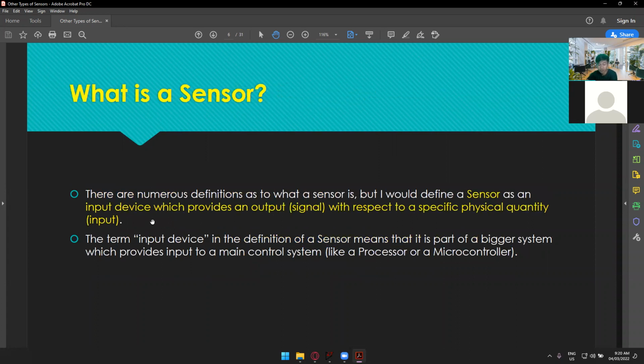A sensor is an input device, as I already mentioned a while ago, which provides an output signal with respect to a specific physical quantity. Mostly a sensor is always an input. It could be a double sensor, where one sensor is already an input and there is another sensor here which provides an output. So that is also possible, double sensors from input to output, but mostly it is an input. Like 90%, 95%, it is mostly used for inputs.